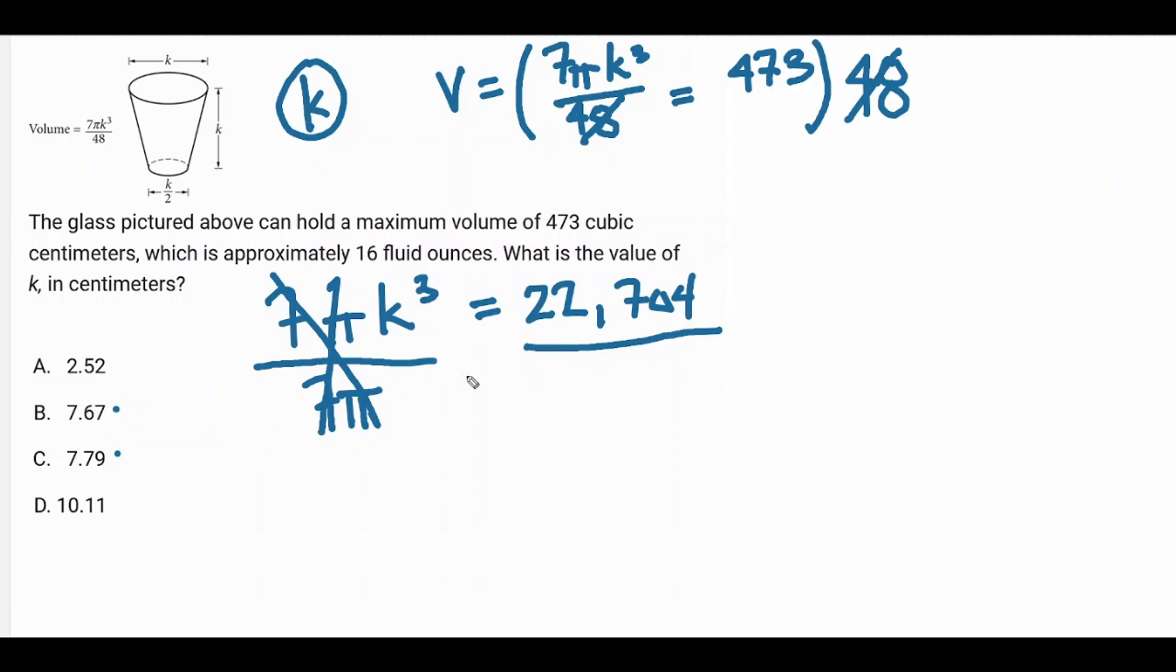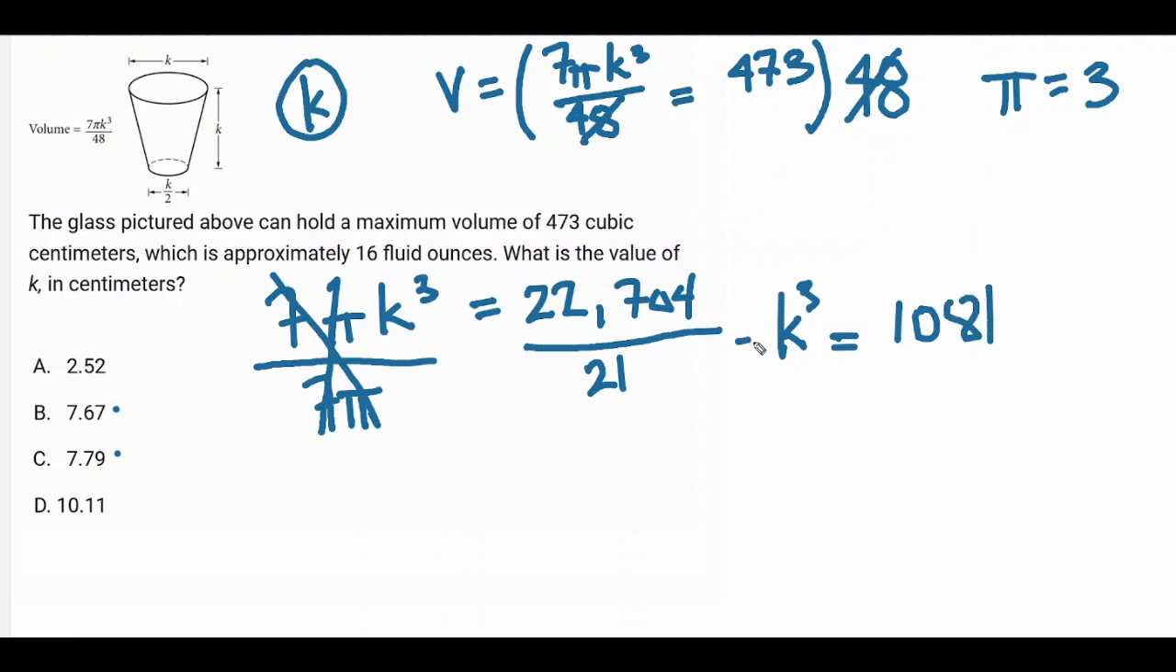What is pi in SAT land? If you want to make pi something just ballparky, it's about 3. So this 22,704 divided by 7 pi is about divided by 21. And when you divide 22,704 by 21, you're going to get k to the third equals 1,081.